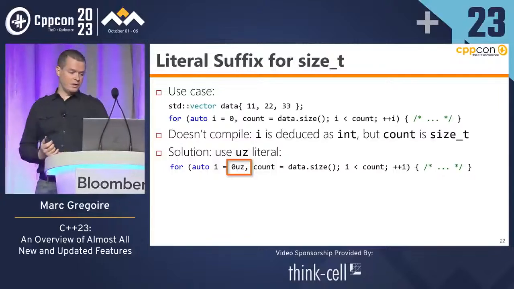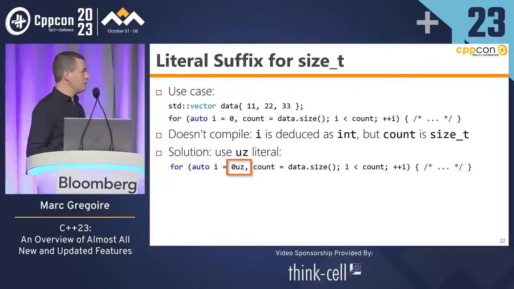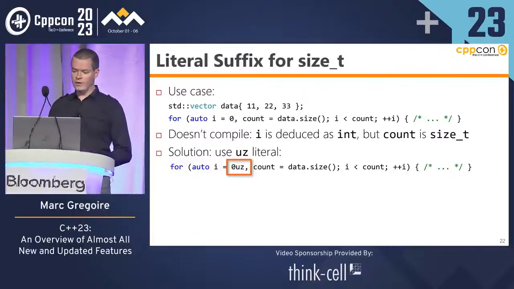So in C++23, you can instead initialize your i with 0uz to force i to be a size_t. And this will compile fine.